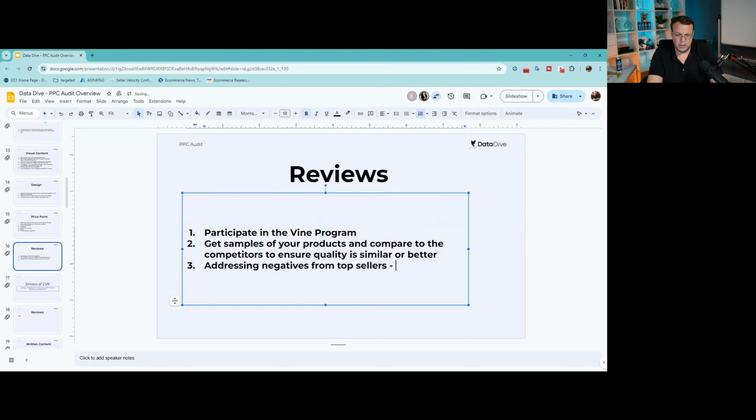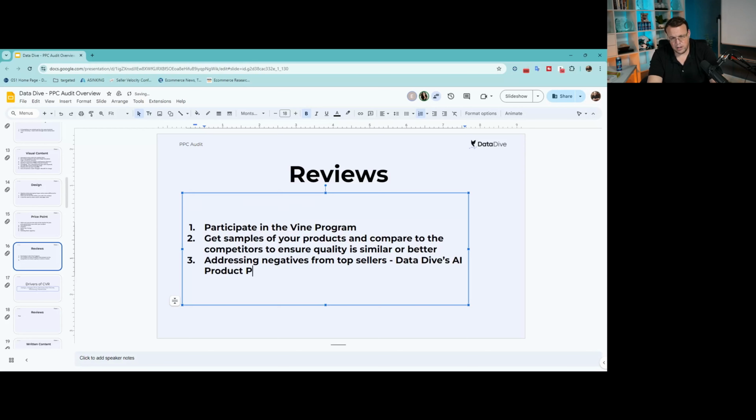So this is built into DataDive's AI product brief. If you use DataDive's AI product brief, you can look at maybe 10 competitors, the AI will go look at the reviews and the listing pages of those 10 competitors and come back and tell you what people liked, didn't like, and give you suggestions on how to make the product better.